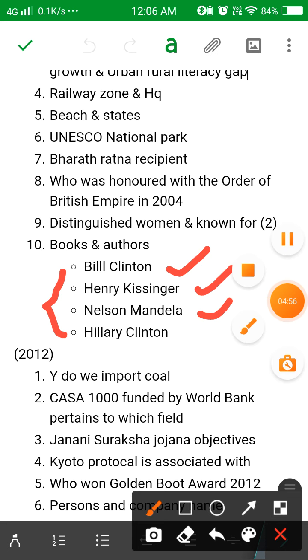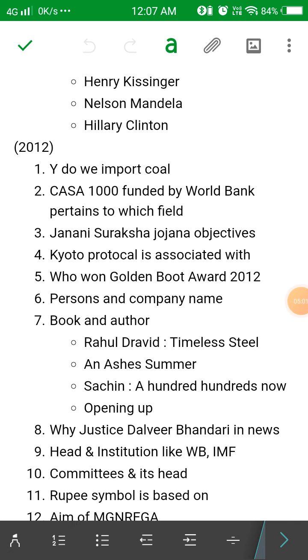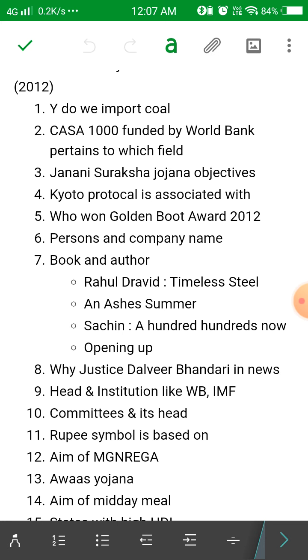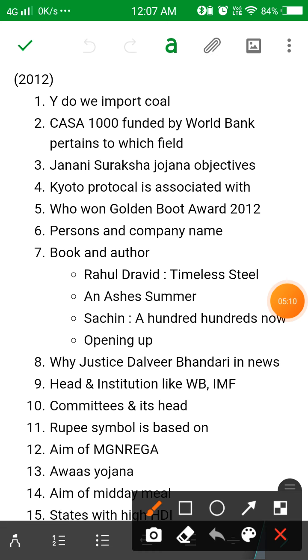However, this was the case with respect to 2004. And later in 2012, the static part was reduced. We have mostly dynamic things, like questions such as, see here, why do we import coal? And this was a very basic question. We could easily answer this. And there was this CASA 1000 funded by World Bank, pertains to which one? This is actually related to the 2011-12 year. So this was in the news since we had this question.